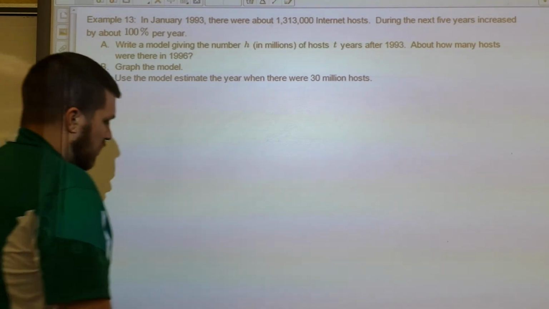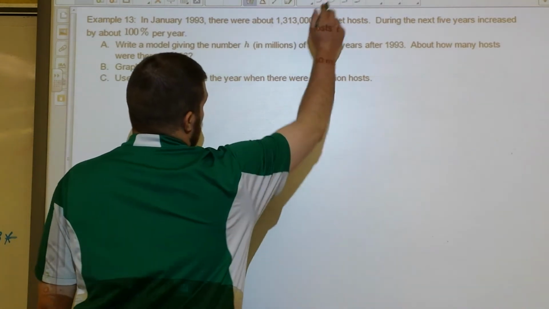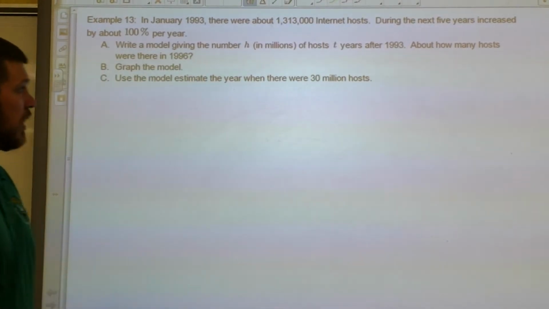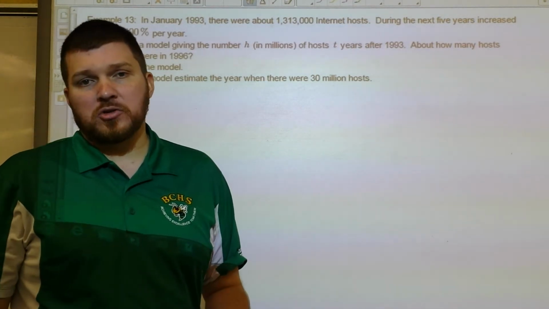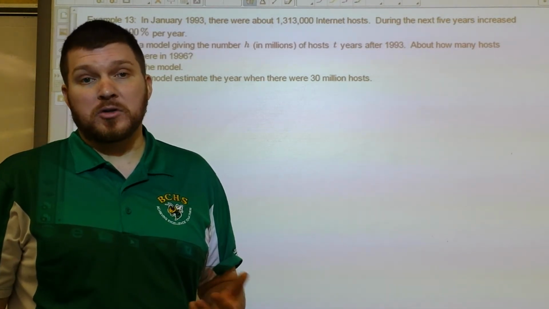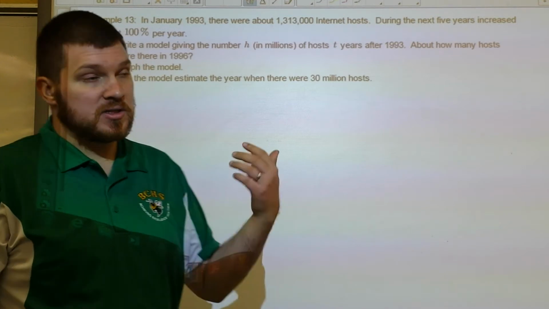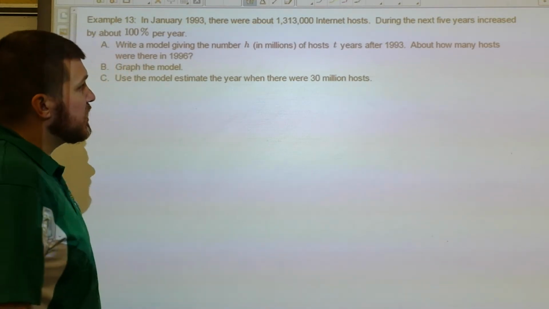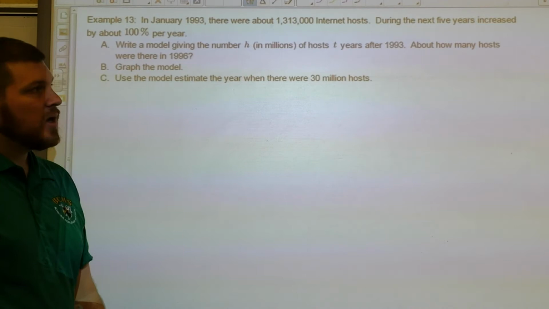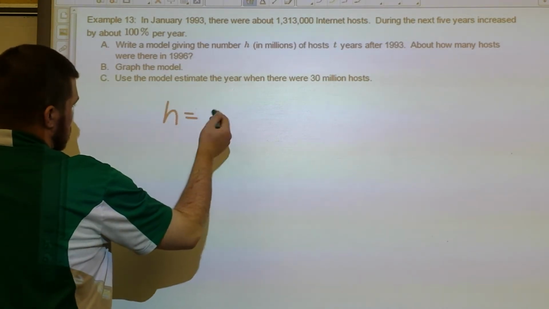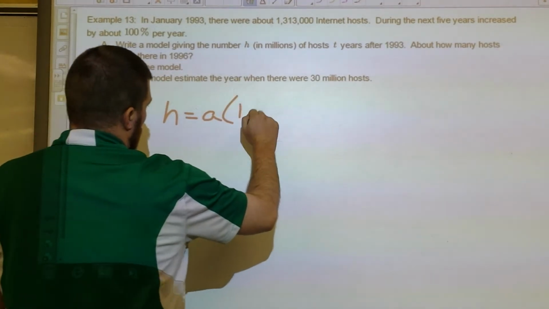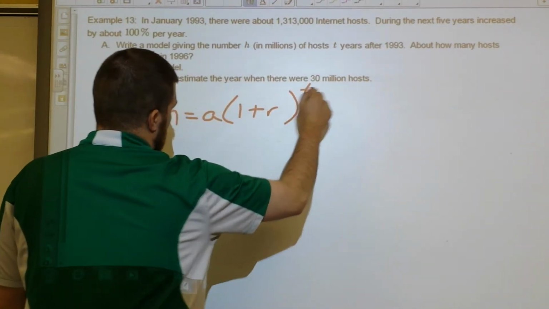Okay, so let's work on part A first. Part A, I'm going to do in green. First off, we need to determine what type of equation this is. We're talking about exponential growth or exponential decay. So far, those are the only two equations that we've had, so it's either growth or decay. Well, during the next 5 years, they increased. Increase means growth. So the model I'm using is h equals a times 1 plus r to the t power.